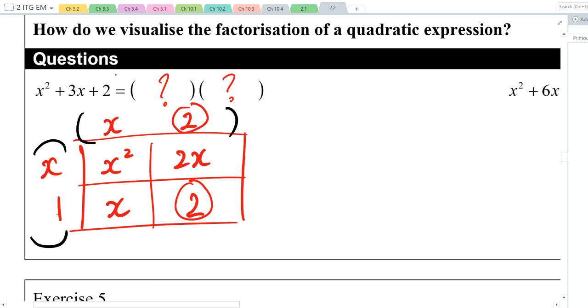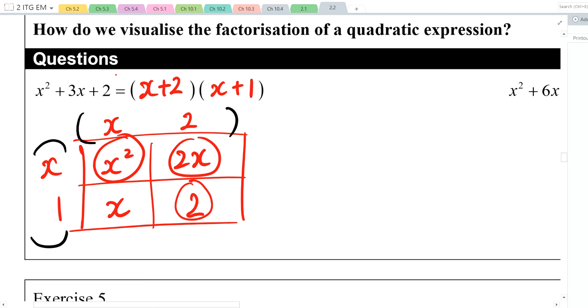Okay, we have tested all these already. Is there any other box that we haven't tested? X. Can we check that? X times 1 gives me x. So do you think my answer is correct? Yes, the final answer is correct. So can you now tell me what goes into the 2 blanks? X plus 2. The other side? X plus 1.